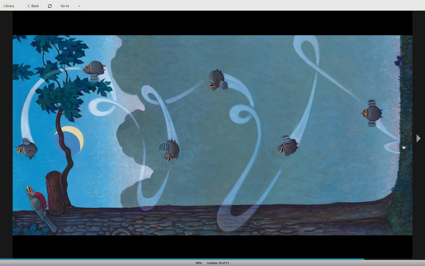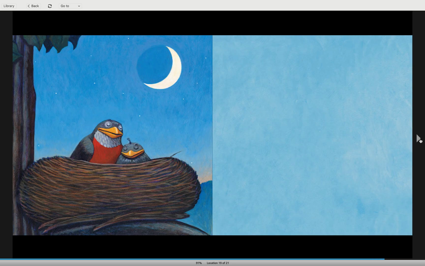Lastly, he begins to take flight, and in so many ways makes his way up to the nest where his mother is waiting for him. And here we can see they are cozied up together, sound asleep.